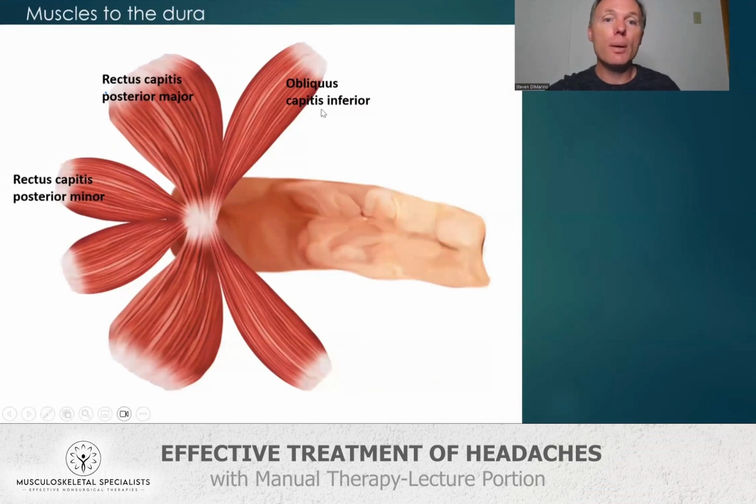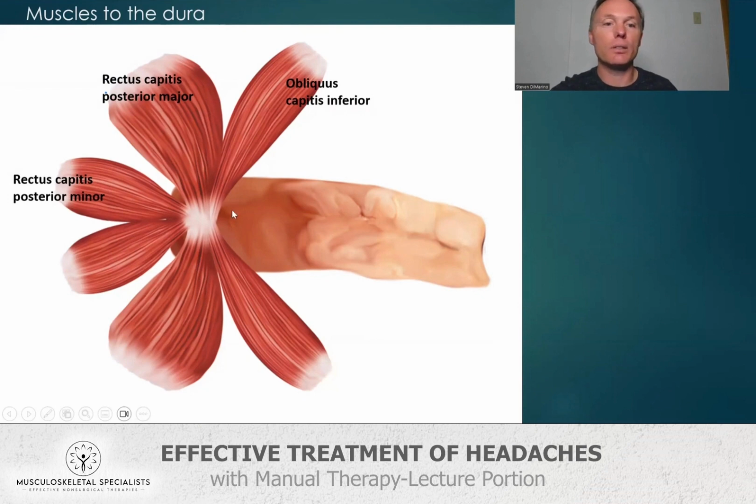And so here's your muscles. There's obliquus capitis, rectus capitis posterior major, rectus capitis posterior minor. So that's RCP min for short. We'll never say rectus capitis posterior minor. You say RCP min. Okay, so RCP min is the muscle that's the most directly connected to the dura.